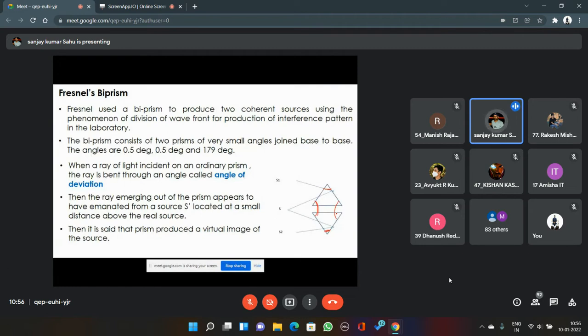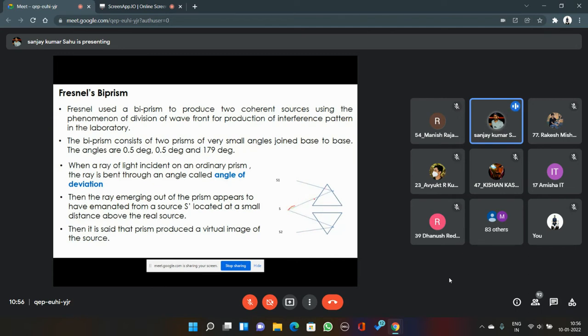So such a structure or such a device is called a biprism. Now, what will happen if we use a light source in front of these two prisms? The first prism will try to deviate this light beam coming from this source. Okay, how will it deviate?